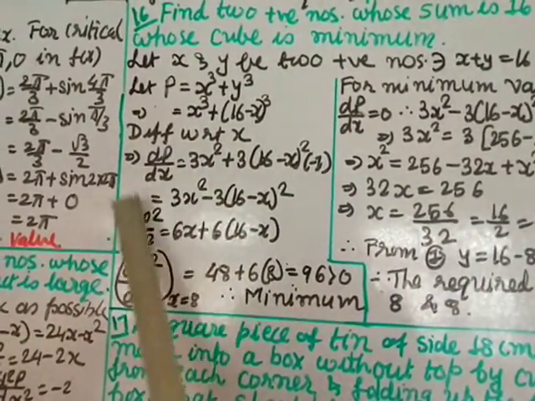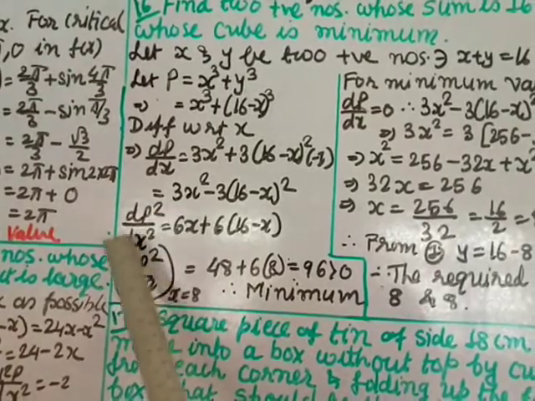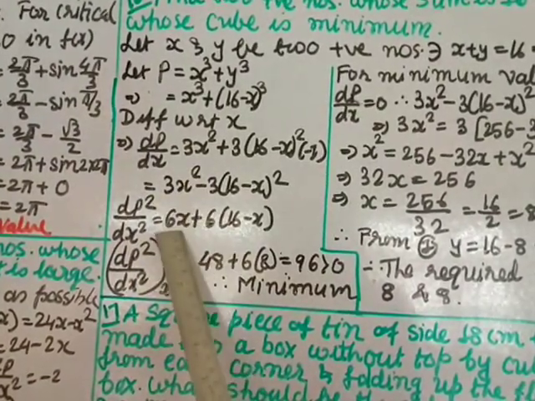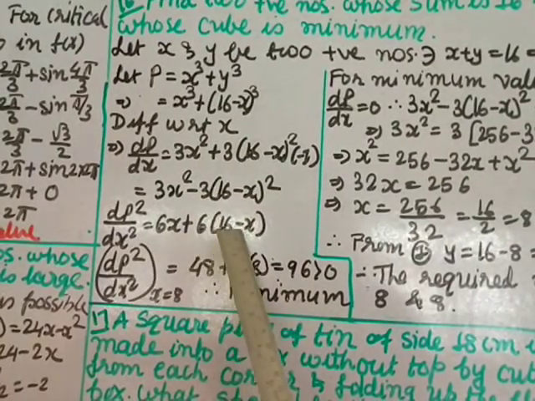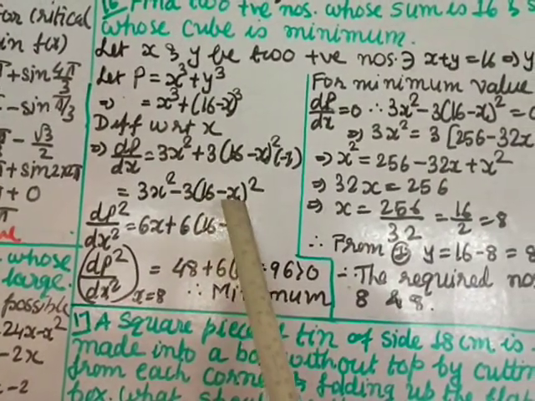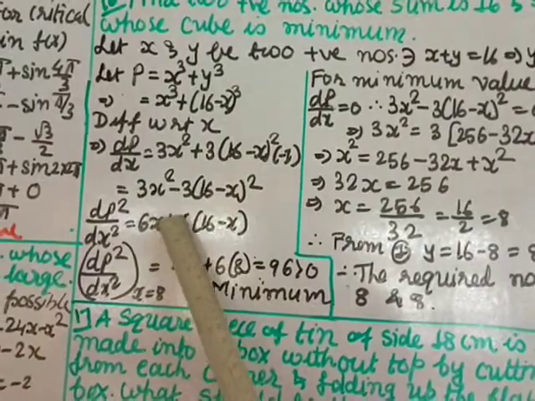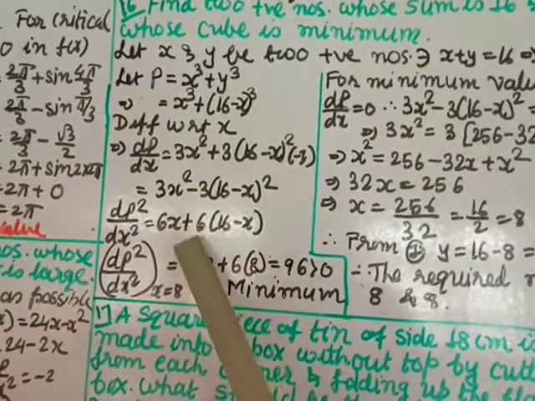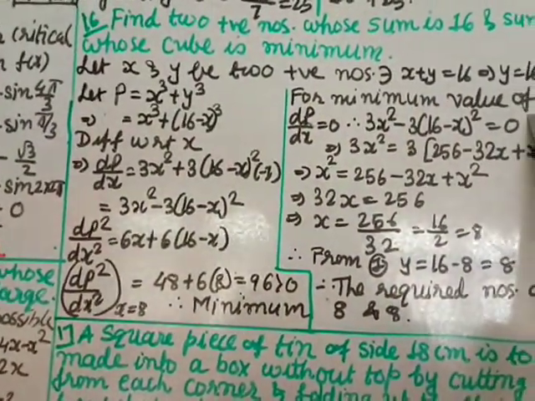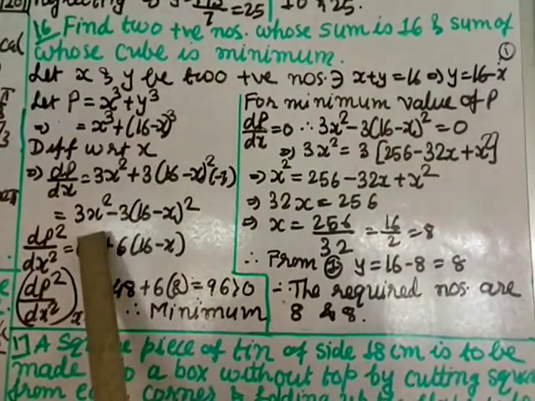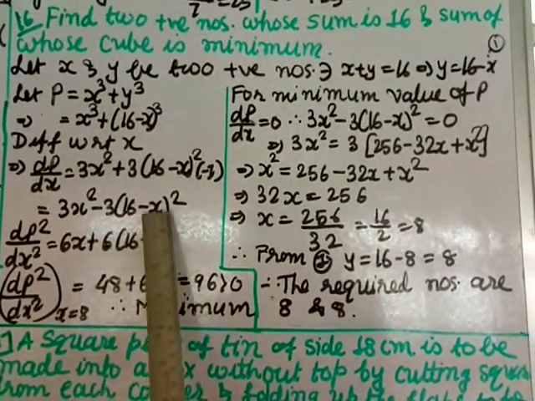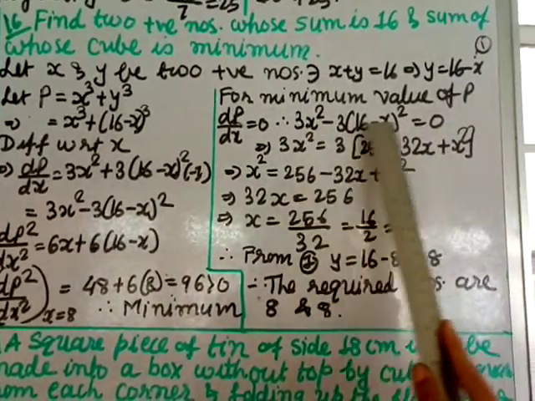Okay, and I'll also find the second derivative. So d square p by dx square is equal to 6x plus, because this 3 into 2 is 6, (16 minus x), then I have to do minus x, that is minus 1, so it becomes plus here. So this is the second derivative. Now for minimum or maximum value of p, dp by dx has to be 0. Okay, so dp by dx means 3x square minus 3 (16 minus x) whole square equal to 0.